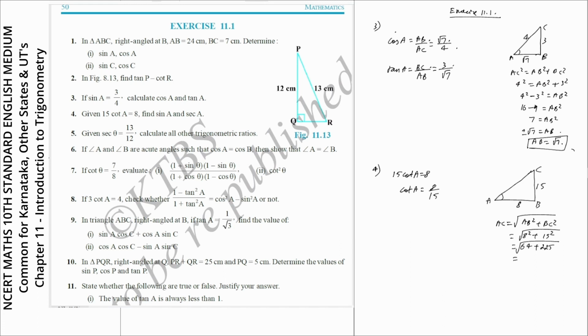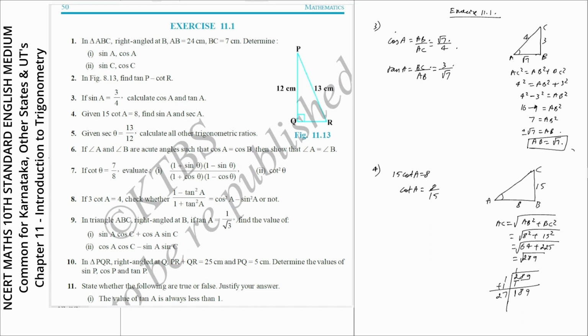So I'll get 289, square root of 289. So find the square root of 289. I'll group like this. 1 ones are 1, so plus 1. 1 plus 1 is 2. So here 2 minus 1 is 1, and 89.